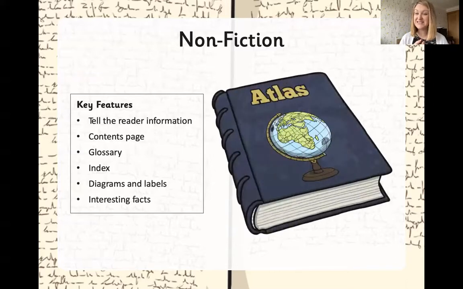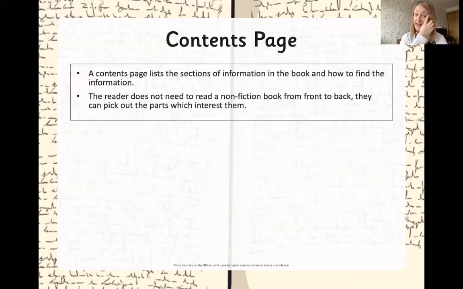Okay, so an atlas is an example of a non-fiction book. Could you think of any others? Absolutely fabulous. Well done. So see what else you can think of. Right, so the contents page.